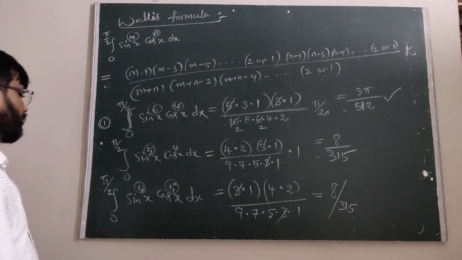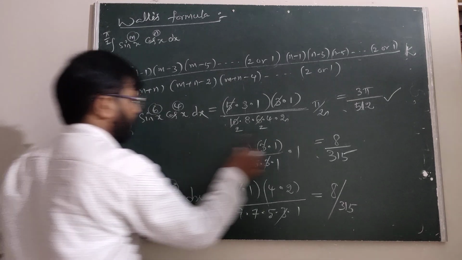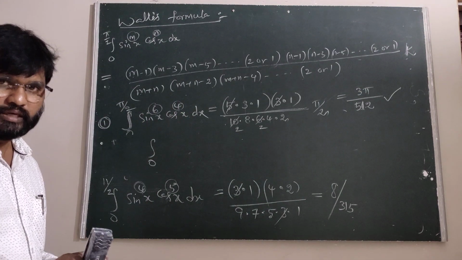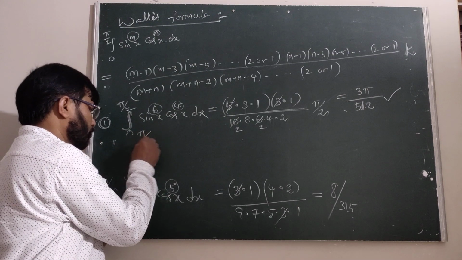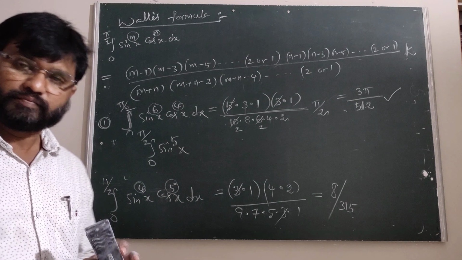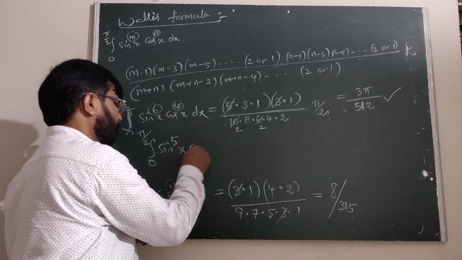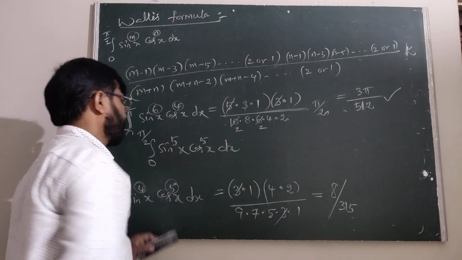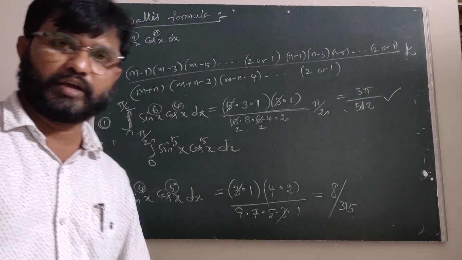After that we consider the case where both are odd. Suppose both are odd. How do we find it? Suppose the integral from 0 to pi by 2 of sin^5 x into cos^5 x dx.